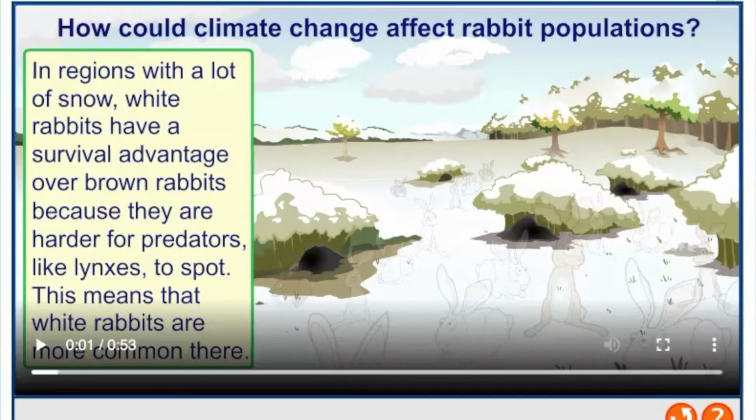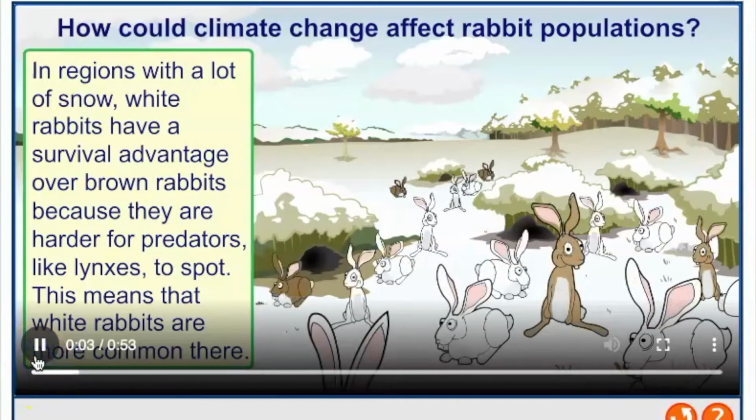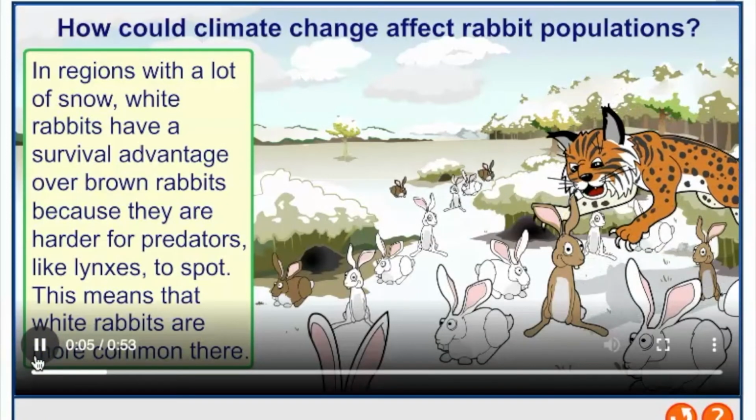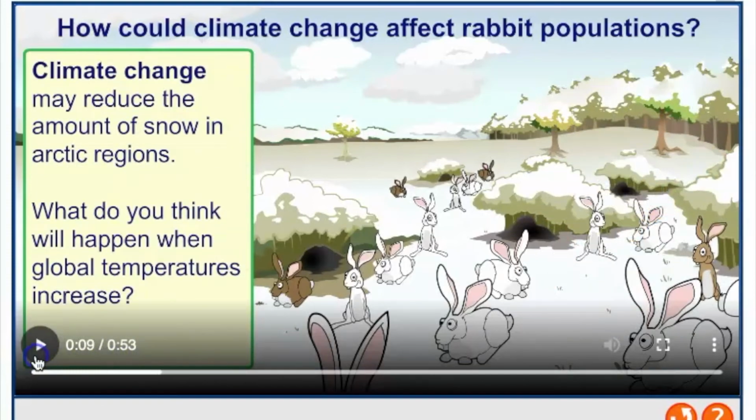In regions with a lot of snow, white rabbits have a survival advantage over brown rabbits because they're harder for predators like a lynx to spot. This means that white rabbits are more common there. Climate change. Climate change may reduce the amount of snow in Arctic regions.